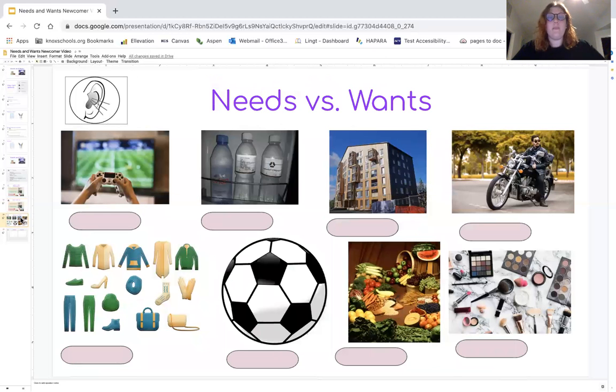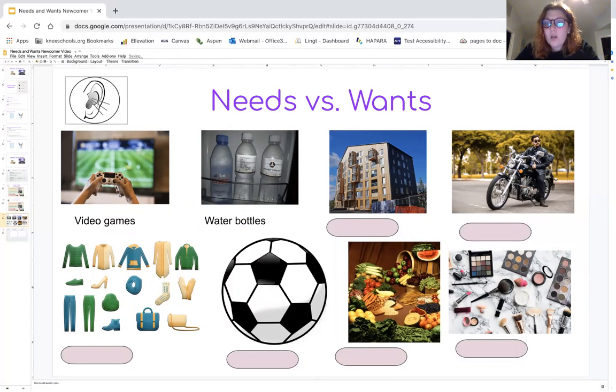All right. Here we have some pictures of needs and wants. We are going to first look at all the pictures and write the names of the pictures here in the box. So we are going to identify all of our needs and all of our wants first. So number 1, what do we have here in number 1? Yep, we have video games. Video games. Number 2, what do we see in number 2?